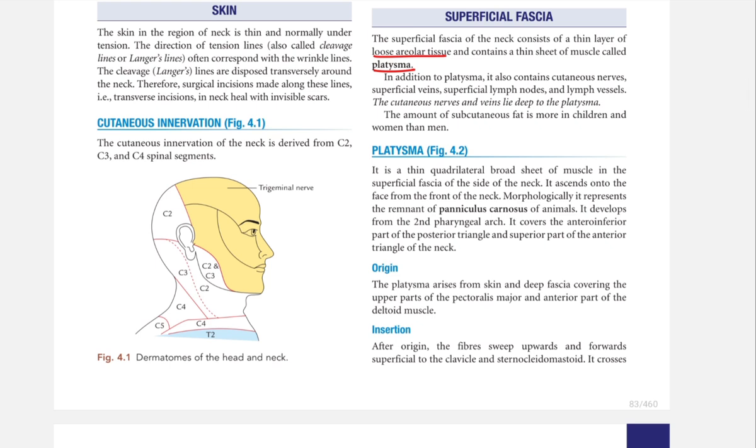Platysma. It is a thin quadrilateral broad sheet of muscle in the superficial fascia of the side of the neck. It ascends onto the face from the front of the neck. Morphologically, it represents the remnant of panniculus carnosus of animals. It develops from the second pharyngeal arch. It covers the antero-inferior part of the posterior triangle and the superior part of the anterior triangle of the neck.